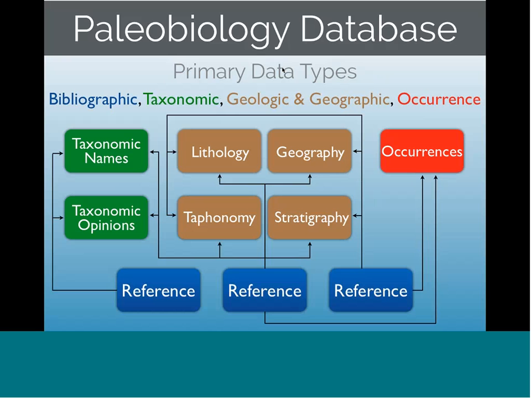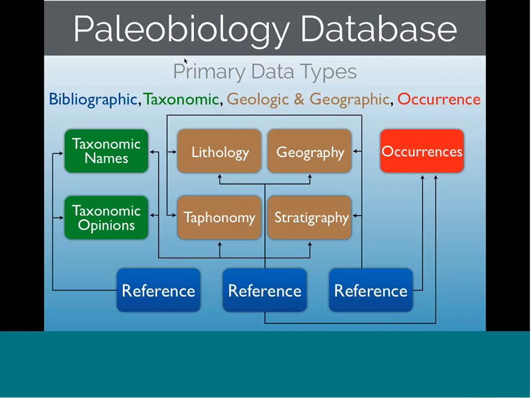So this is not really a map of our tables. It's just sort of a visualization of the kinds of data that the Paleobiology Database holds. All of the information is linked to bibliographic sources. So down at the bottom, you see in blue the references. If you had a data set, say, that you were collecting that hadn't been published yet, you could create a fake reference and put it in there so that you could use this before you publish as well. But in the end, we need a source for the data, and that's what the blue references represent.